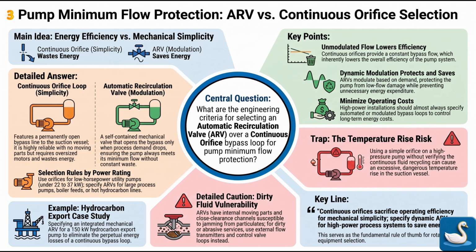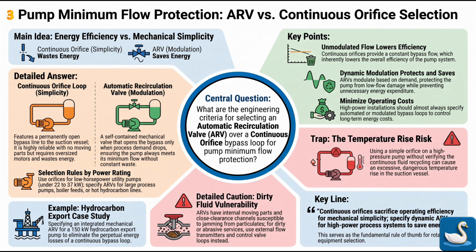their use. Which is? ARVs contain internal moving parts, specifically the main spring-loaded disc and highly precise close-clearance internal guide channels. Because of these tight tolerances, they are highly vulnerable to sticking, galling, or jamming if the process fluid contains any particulate matter, pipe scale, or abrasive catalyst fines. And if the ARV disc jams in the closed position while process demand drops, the bypass never opens. The pump runs completely deadheaded, boils the fluid inside the casing, and destroys itself in minutes.